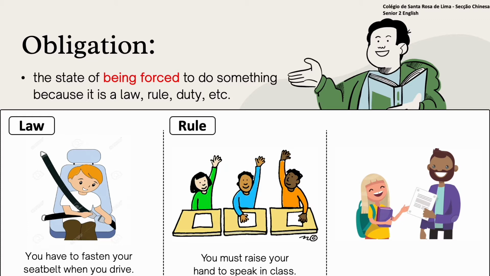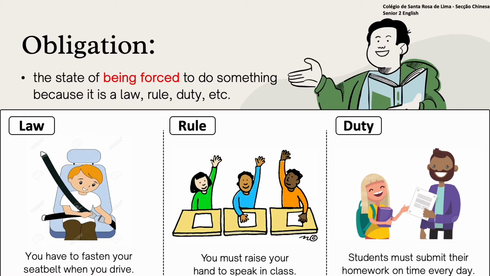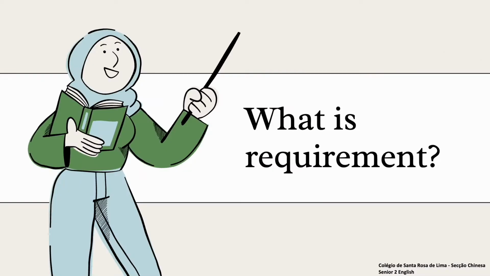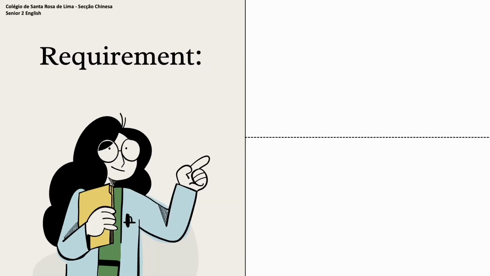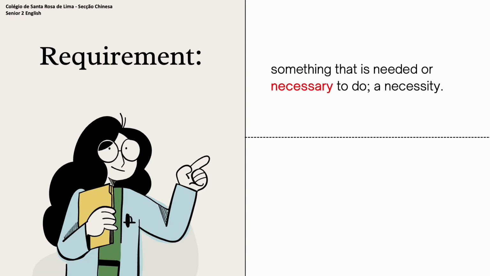The last one is a duty. Students must submit their homework on time every day. The characters in these 3 pictures have the state of being forced to do something, and we call it obligation. Next, what is requirement? Requirement is something that is needed or necessary to do. We call it a necessity.